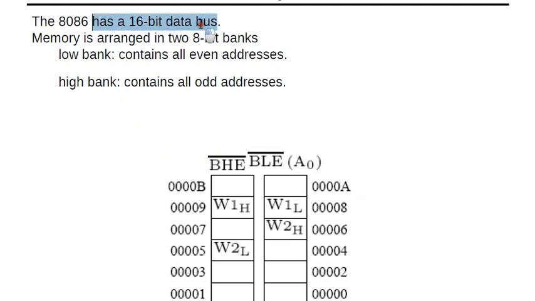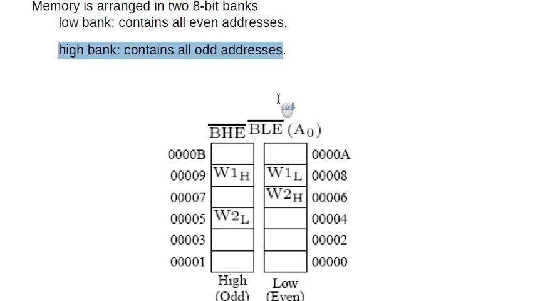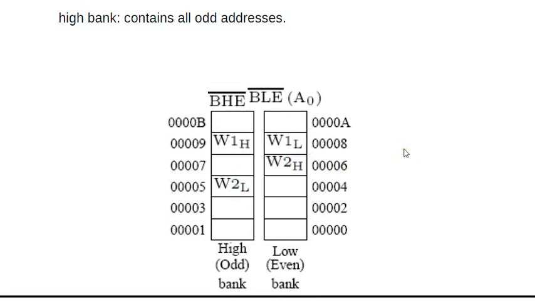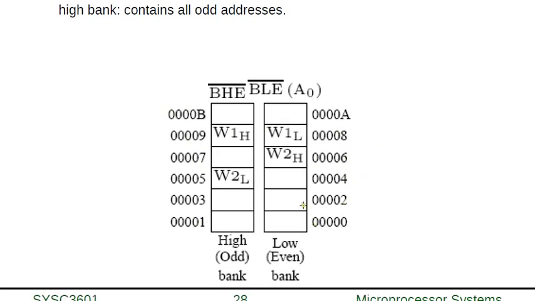The 8086 has a 16-bit data bus. Memory is arranged in two 8-bit banks. One is the lower bank, which contains all the even addresses, and the higher bank, which contains all the odd addresses. You can see from this diagram that in the higher section we all have odd numbers, and in the lower section we all have even numbers. So this is the concept of banks in memory.